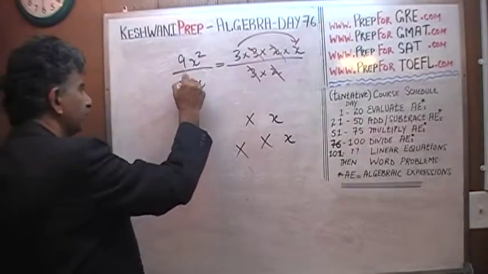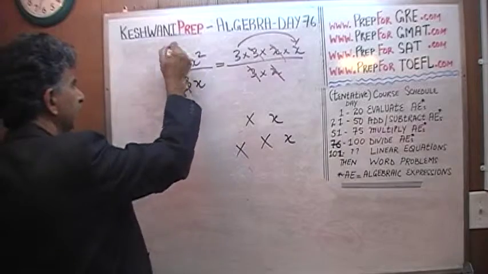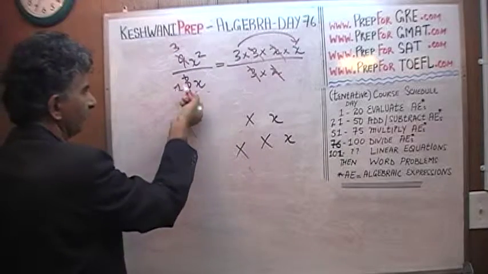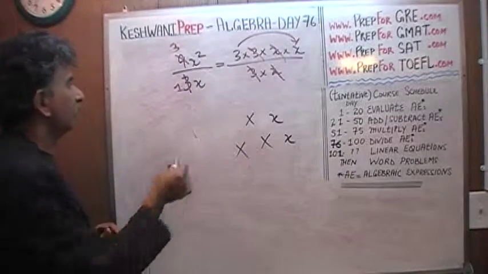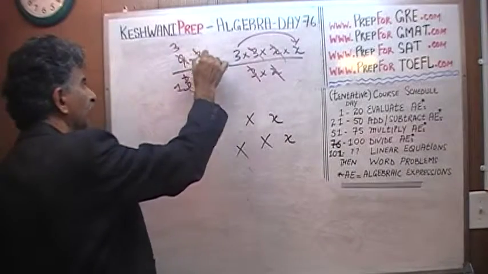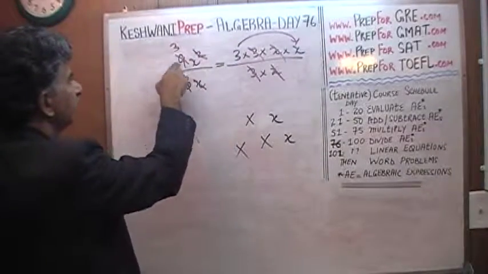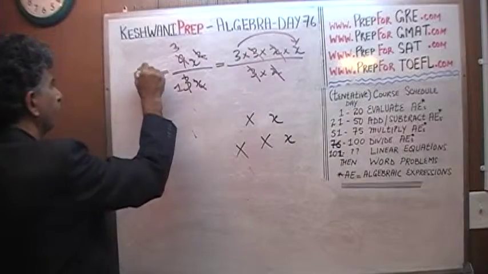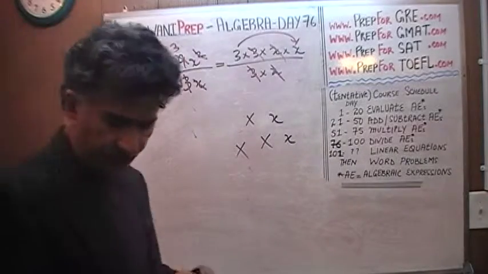Like this. 9 divided by 3 is 3, and 3 divided by 3 is 1. Because it's 1, we don't actually have to write that 1 if you didn't want to. Similarly, this x drops out with this x squared and becomes x. So we end up with 3 times x. Voila, 3x. Let's do one more.